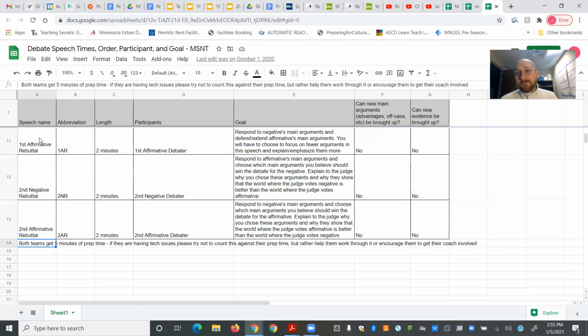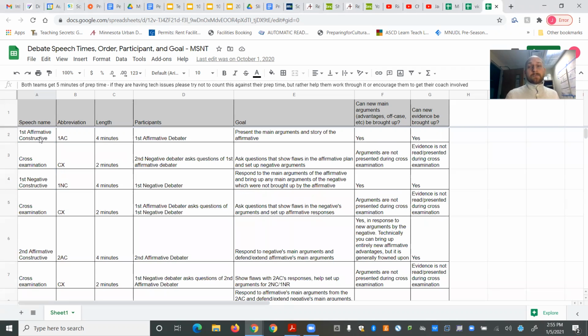Both teams get 5 minutes of preparation time each. So you and your partner have 5 minutes, and then the other team has 5 minutes. And you can spend it before any speech or before any cross-examination so that you make sure you have time to figure out what you want to say, how you're going to say it, and what evidence you're going to use. So when we talk today, I'm going to suggest some places where it makes sense to use preparation time, and you can see if that makes sense for you, okay?